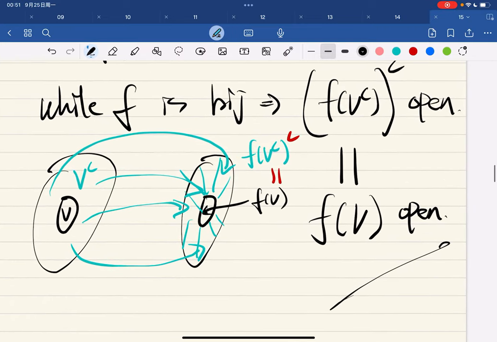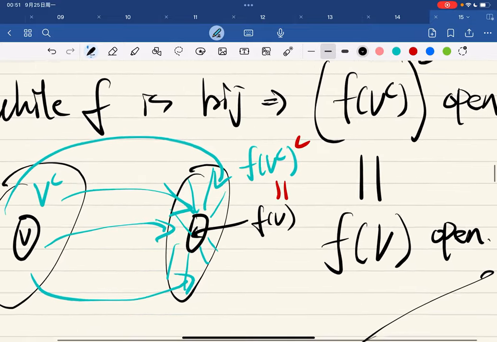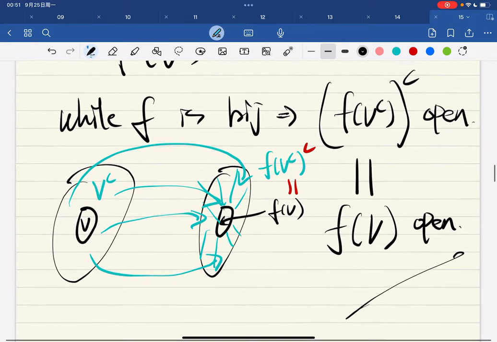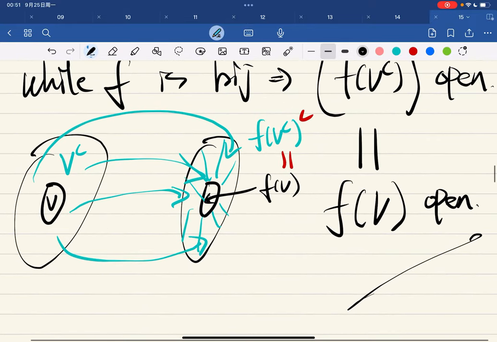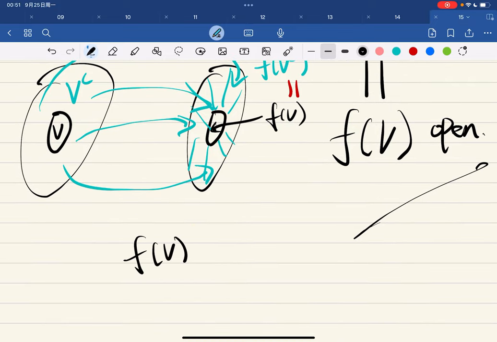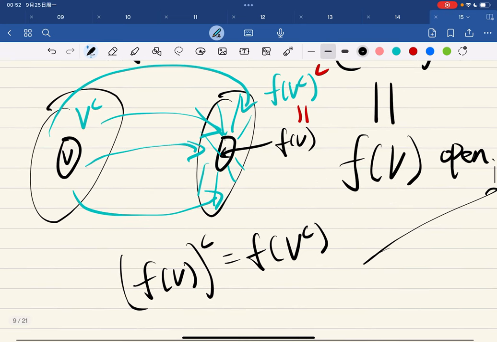All the VCs map to, well, f of v, the complement of f of v is equal to f of vc, right? This is like a bijective function.